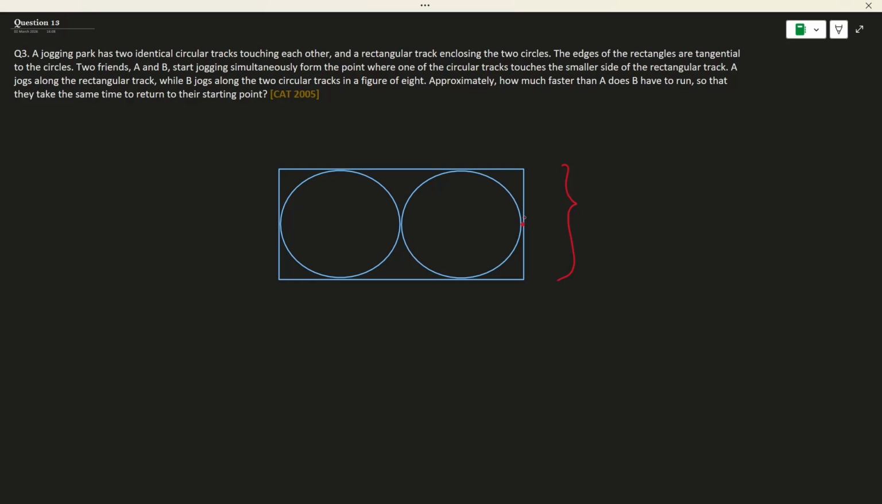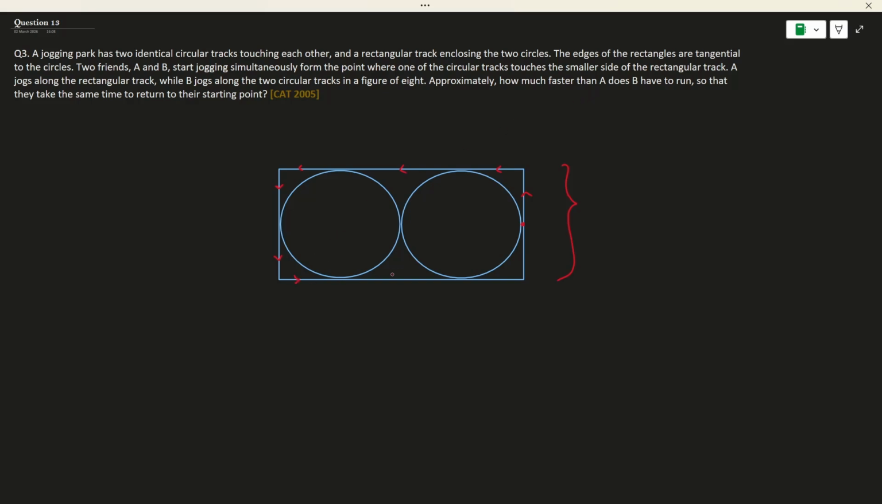A jogs along the rectangular track, all right, and B jogs along the two circular tracks in a figure of 8. That means, suppose A and B are here, so A will go along the edges in this direction. A can go in the downward direction also, I don't think that will change the answer. Okay, approximately how much faster than A does B have to run so that they take the same time to return to their starting point?